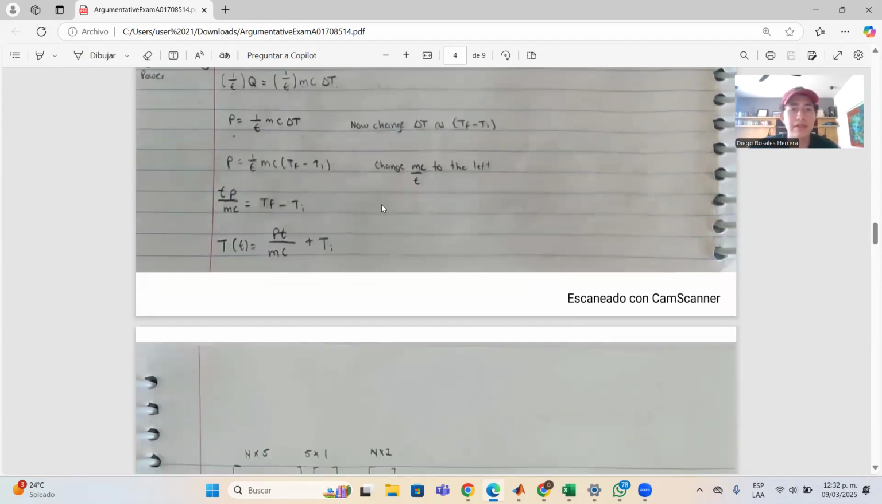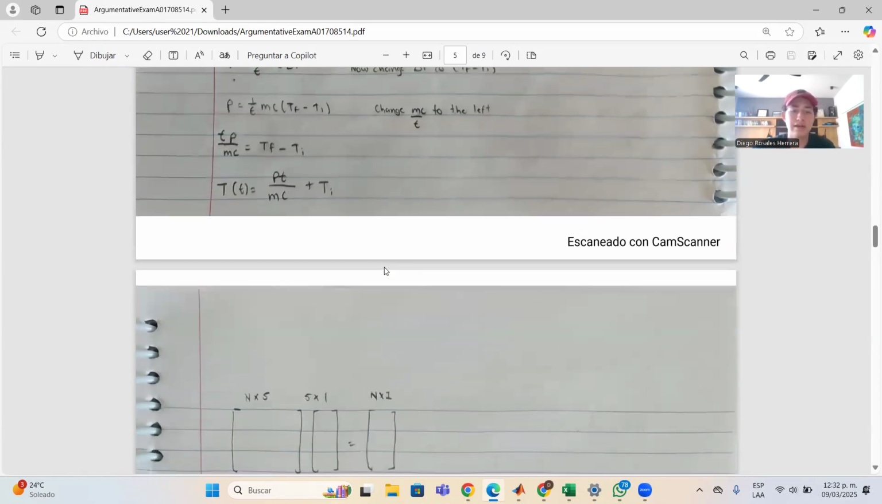Now I'm going to rearrange this by moving 1 over t times mc to the left side, and also moving Ti to the other side, and this gets us a temperature function, temperature as a function of time equals Pt divided by mc plus Ti. Now I'm going to show you the MATLAB code.